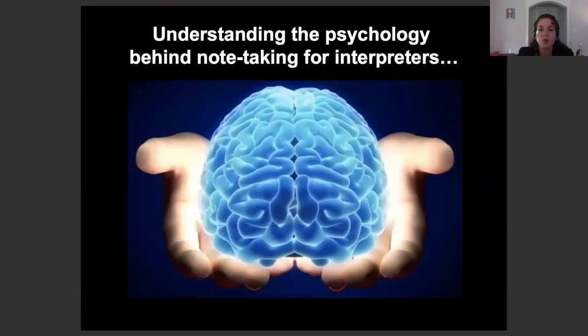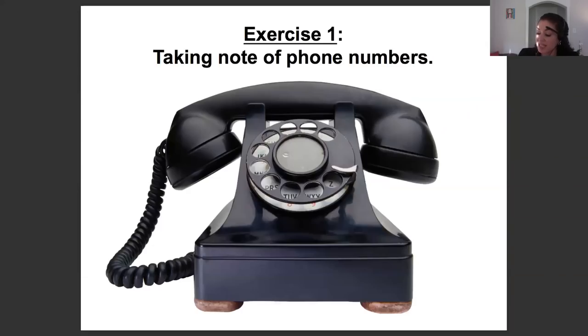And today, before we begin, I want us to understand the psychology behind note-taking for interpreters. I want us to be very clear on what's going on in your brain when you're taking good notes, and therefore what's going on in your brain when you're not taking good notes. So for that, we're going to jump in very quickly into an exercise regarding phone numbers. I want everybody to have pen and paper ready, and we're going to do a little dictation with phone numbers.